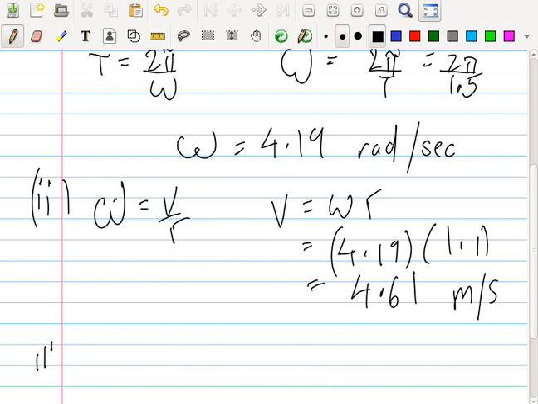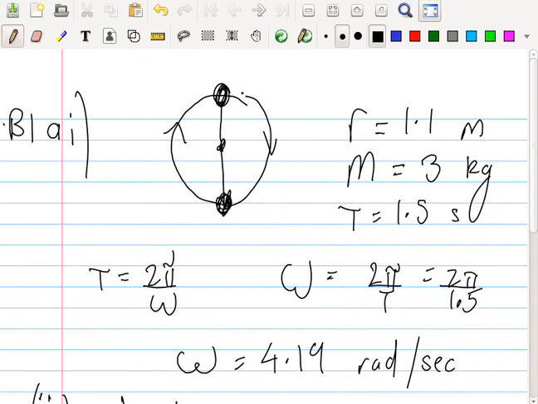Now, the next thing he wants is the tension in the string when the stone is at the top of the circle. So when it's at the very top, what are the forces acting on it? There'll be 2 forces, won't there? There'll be the tension and what else? Also the weight. So there'll be the tension and there'll be the weight acting on it.